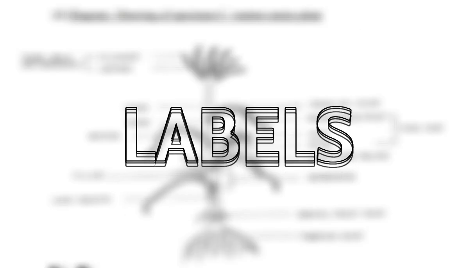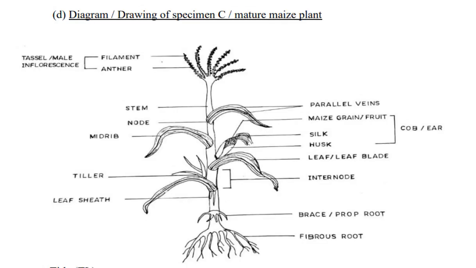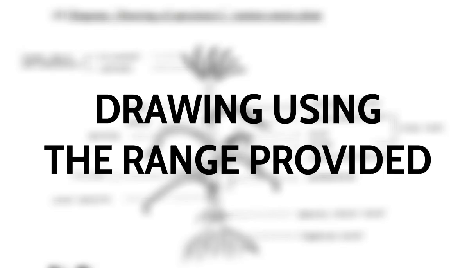Also, your labels must be written horizontally. You can't label vertically or diagonally. All your labels must be written horizontally. And also, you're supposed to draw in a range. Sometimes they give you a range, draw between 8 centimeters to 10 centimeters. Please remember to draw in your range. Don't forget. Always when you're drawing, maybe take your ruler then check to make sure you draw in the range.